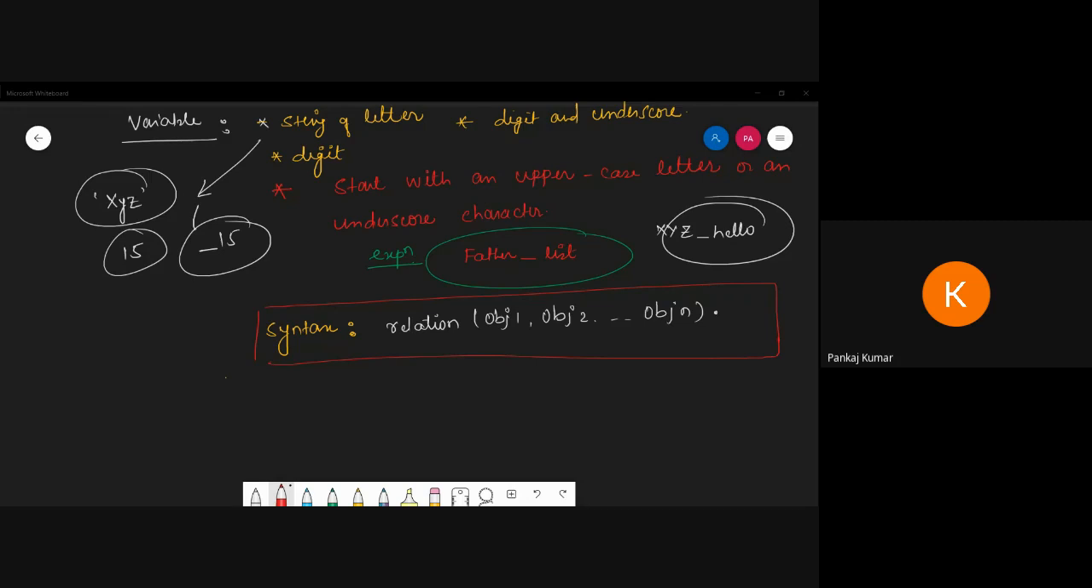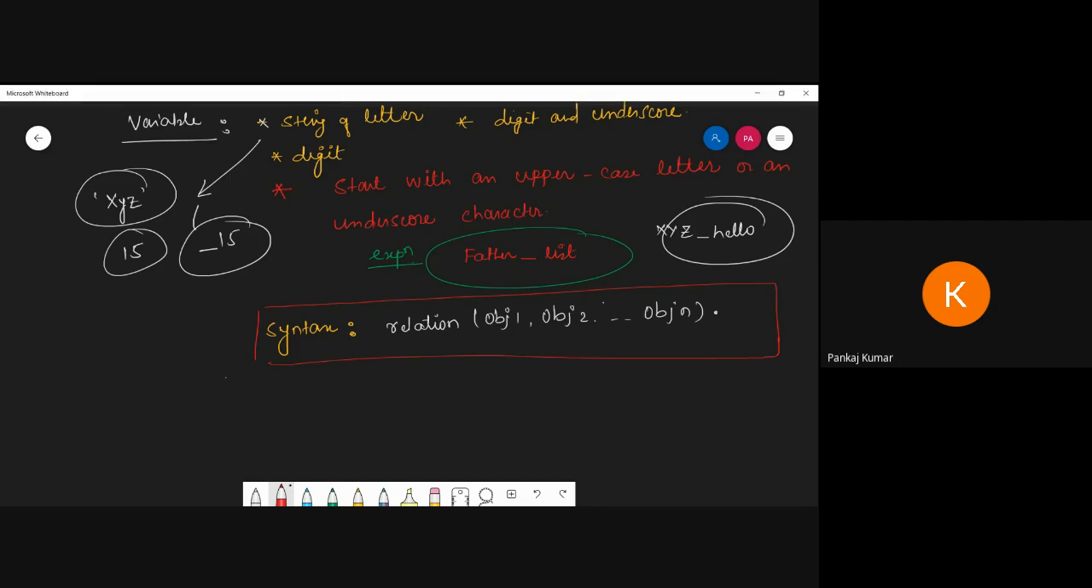Like C programming, C++ and Java, Prolog also has comparison operators like greater than, less than, and so on. Importantly, in the last class we discussed what the meaning of this one is, and what the meaning of this one is. These things are very important in a program.